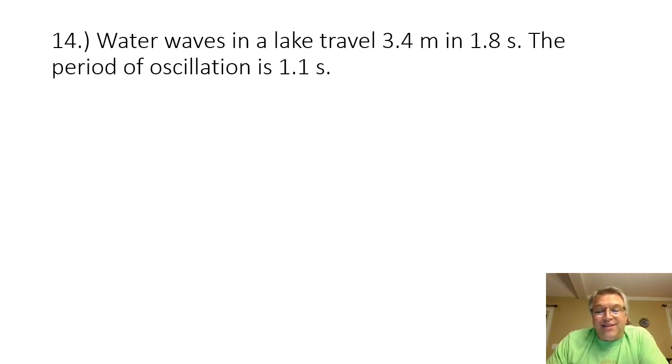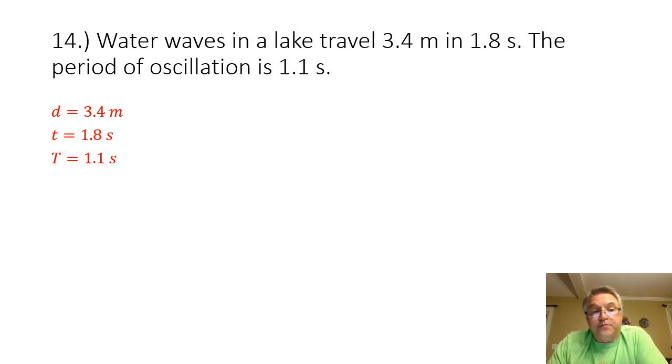We know that the total distance that the wave travels is 3.4 meters. It travels 3.4 meters in 1.8 seconds. So that's just how long it takes for the wave to travel a distance of 3.4 meters. It tells me the period of oscillation is 1.1 seconds. So that's my period. My period is 1.1 second. 1.8 seconds is simply the time it takes for that wave to travel a distance of 3.4 meters.